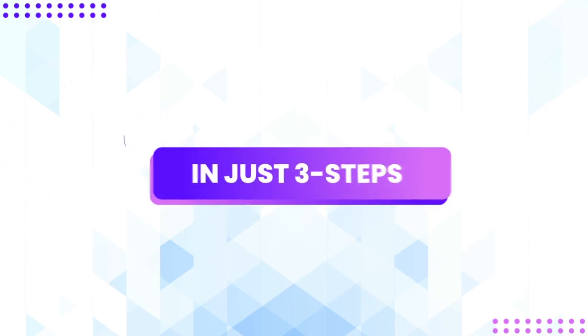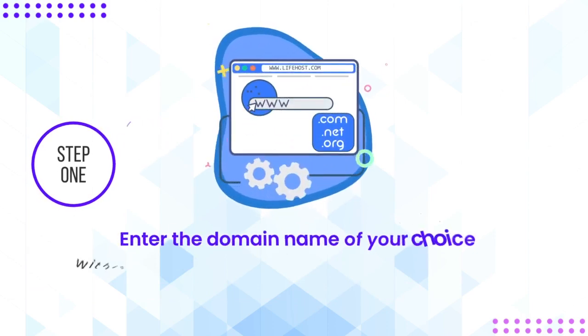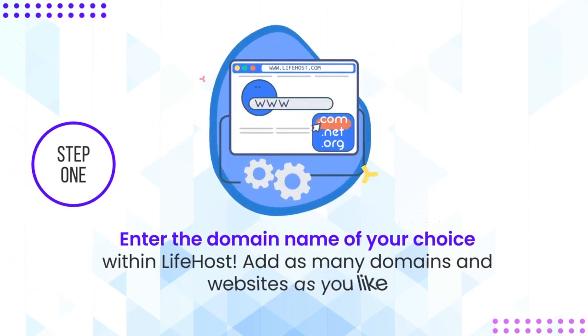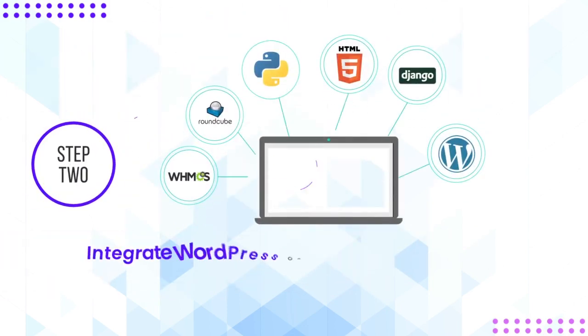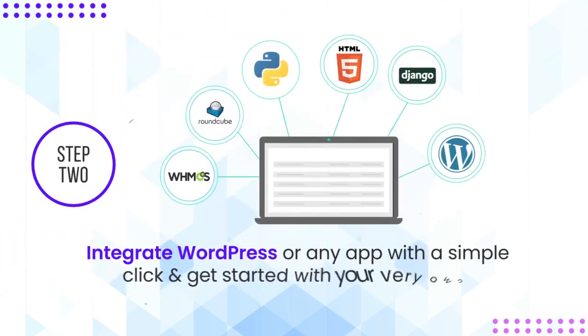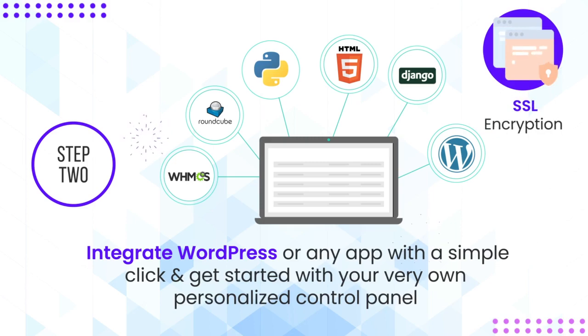In just 3 steps, you'll start saving and making huge amounts of profit. Step 1. Enter the domain name of your choice within LifeHost. Add as many domains and websites as you like. Step 2. Integrate WordPress or any app with a simple click and get started with your very own personalized control panel. The built-in end-to-end SSL encryption keeps your data safe on LifeHost's next-gen reliable cloud servers.